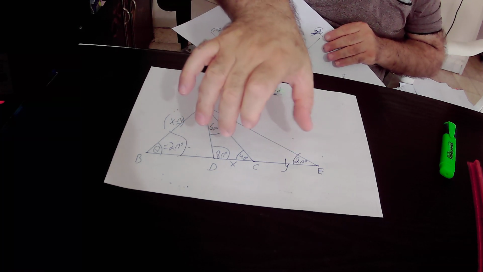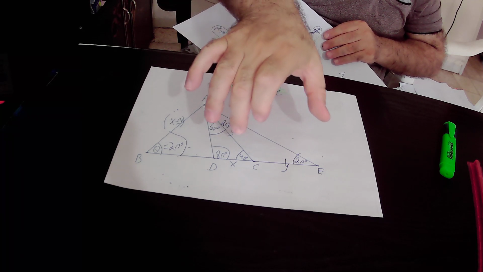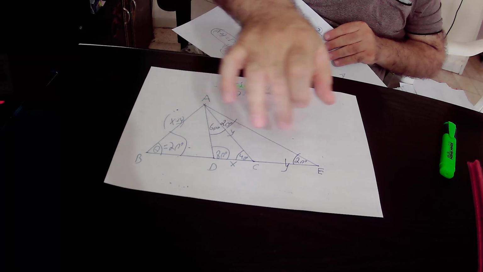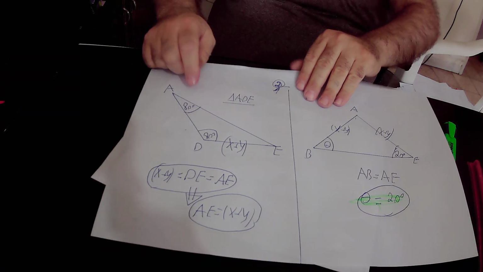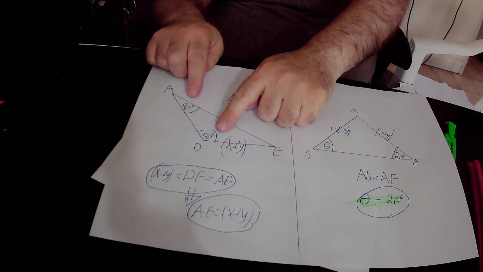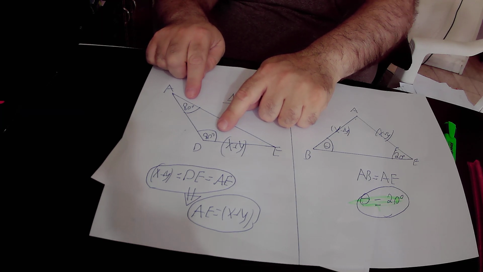So DE equals DC, that is X, plus CE, that is Y. In total, DE equals X plus Y. So here DE equals X plus Y, and those two angles are equal to each other, they are both equal to 80 degrees, therefore they are equal to each other. Okay, and we have the rule that in front of equal angles in the triangle, there are equal sides.